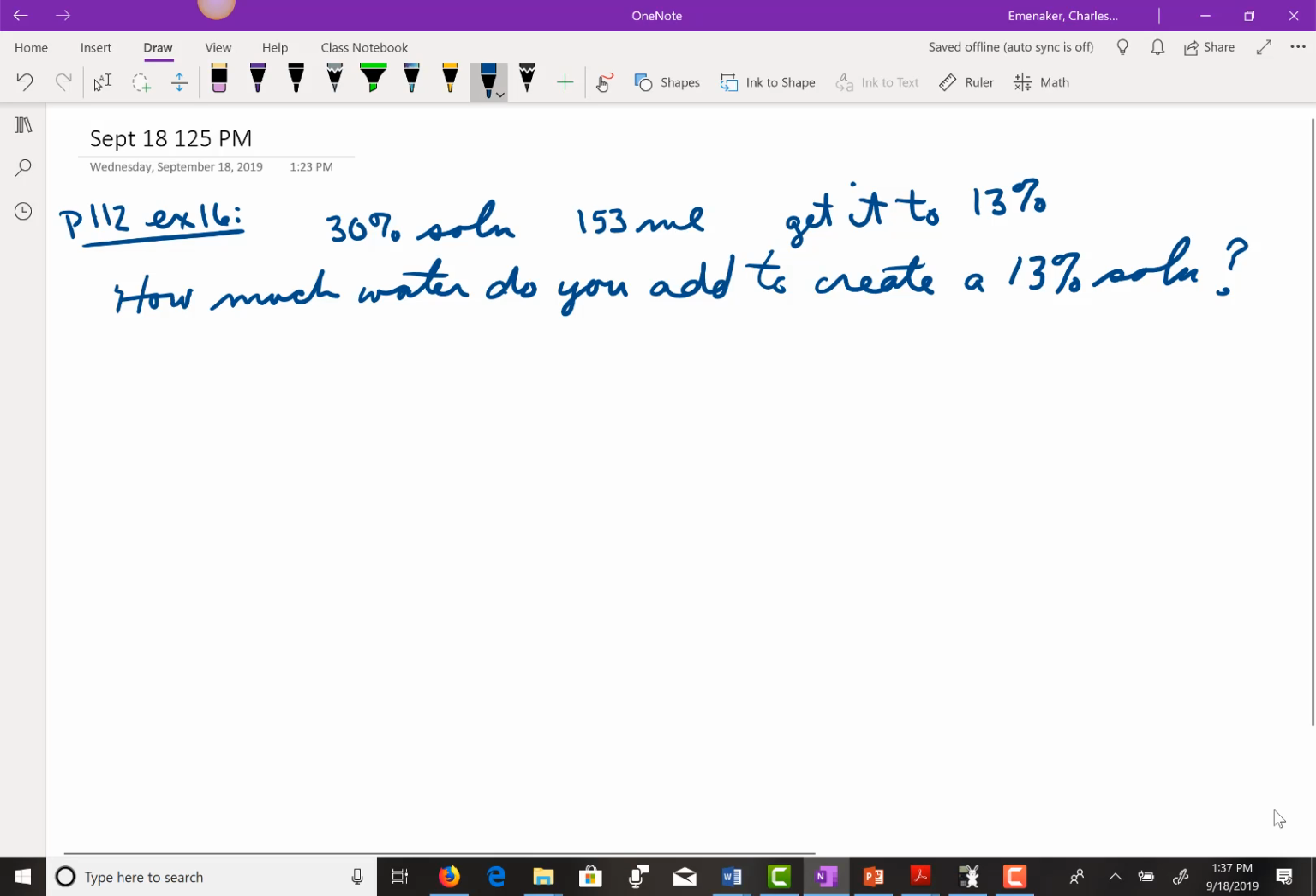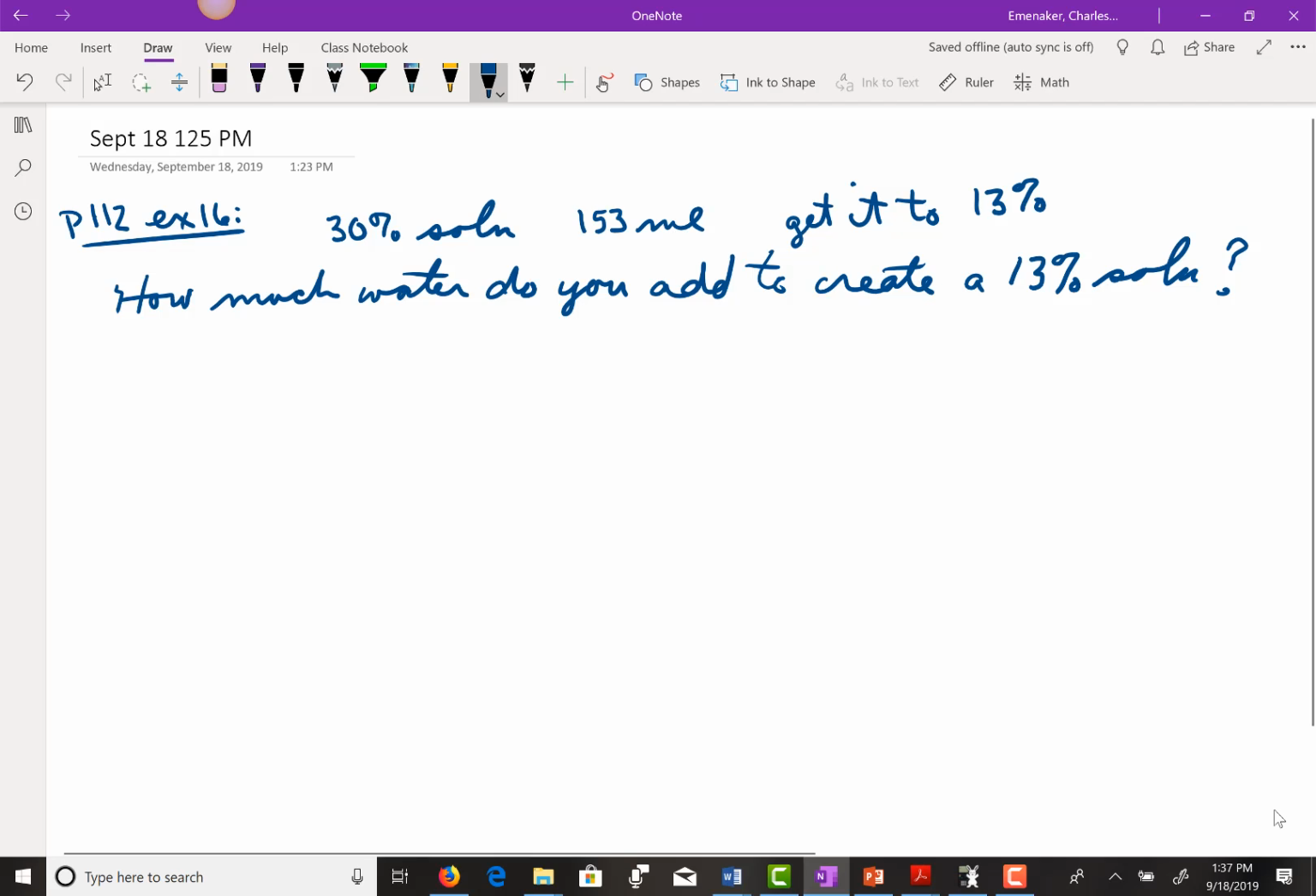How do you go about doing this? Well, first off, does it make sense that by adding water we can dilute this from 30 to 13? We're making it lesser, right? So that sounds reasonable from the start. Could we add water and get it up to 40%? No, that's not going to happen, because it dilutes it, right? Water will make it thinner. It won't make it more concentrated. Okay, so how do we do this?